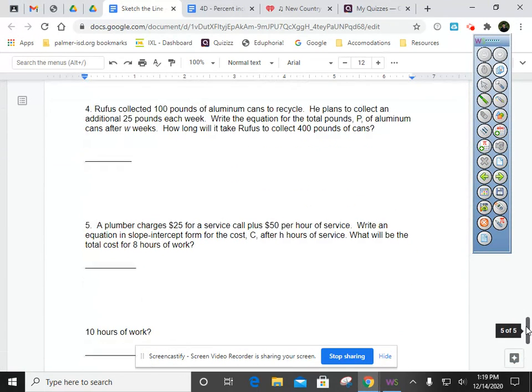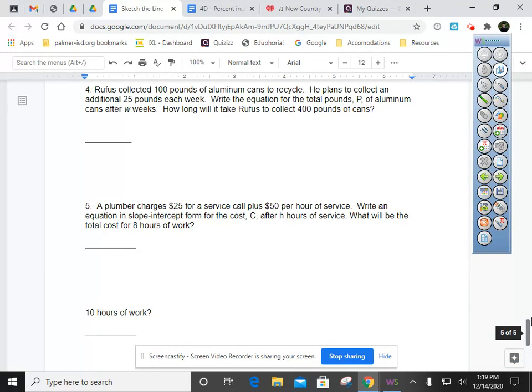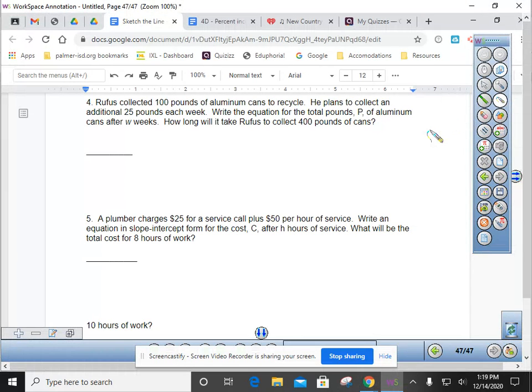Number 4, Rufus collected 100 pounds of aluminum cans to recycle. He plans to collect an additional 25 pounds each week. Write the equation for the total pounds P of aluminum cans after W weeks. How long will it take Rufus to collect 400 pounds of cans? So it could have been P equals what? 25x, x or W, you could use either one, plus 100.